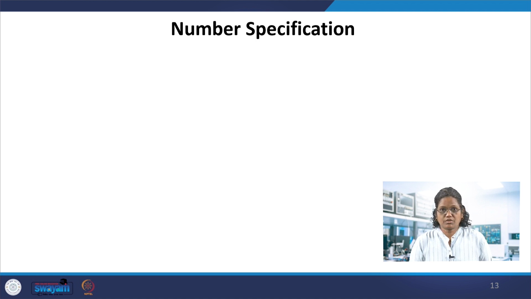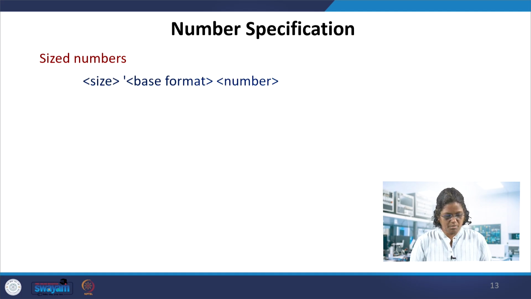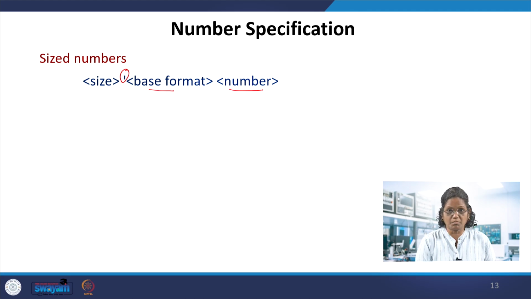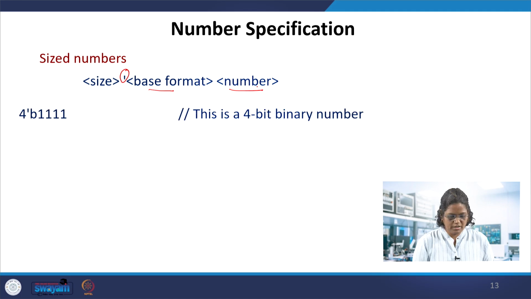Now, number specifications. We look at the sized numbers, that is, how the numbers are specified in the declaration. So: size, apostrophe, which is essential, then the base format, and then the number. Okay, so let's look at the examples now.